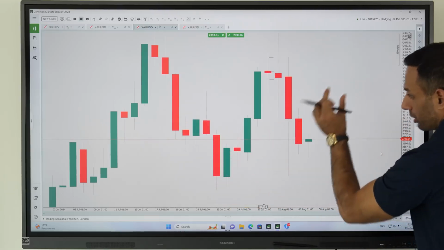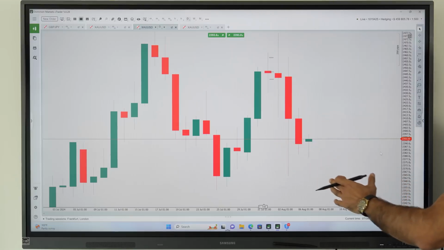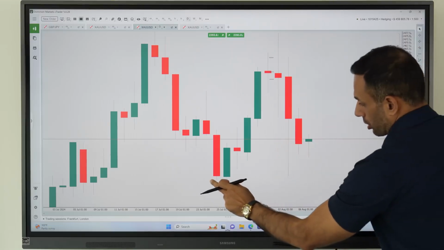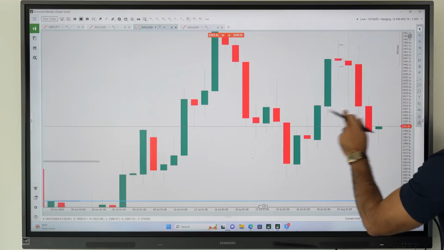I have to look at the candles, because if I can't look at the candles, I don't know where price is going to go, which is very, very important. So first thing I see is we're creating support.